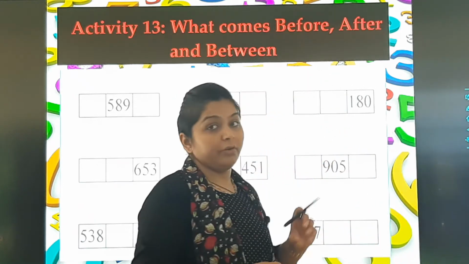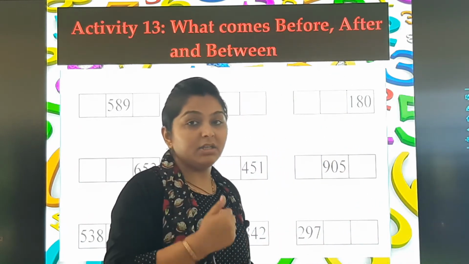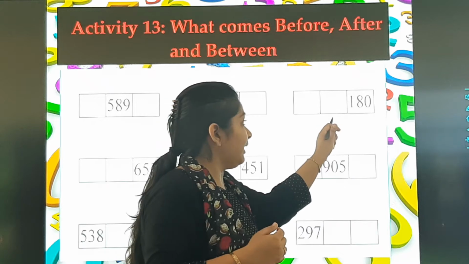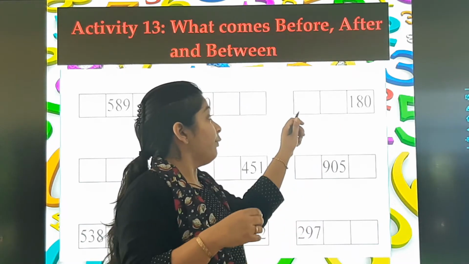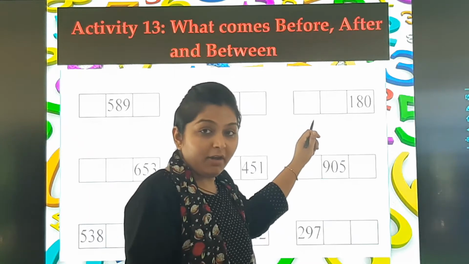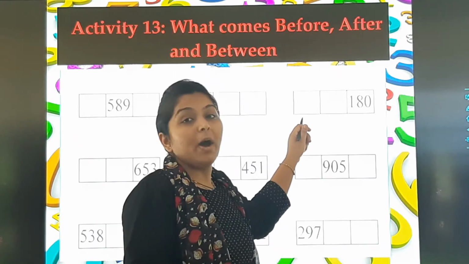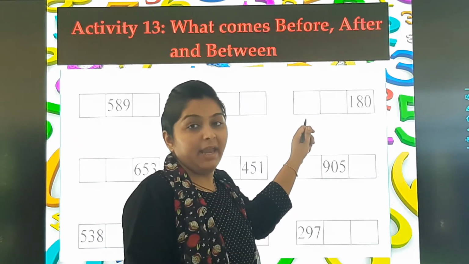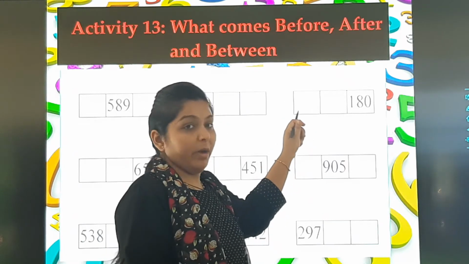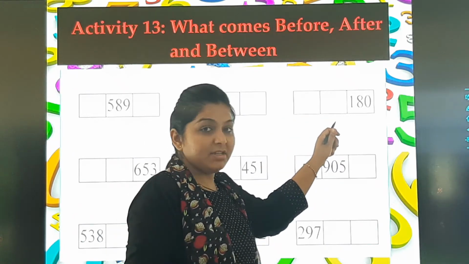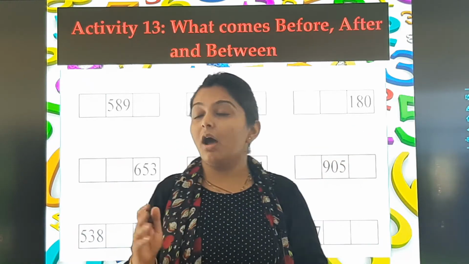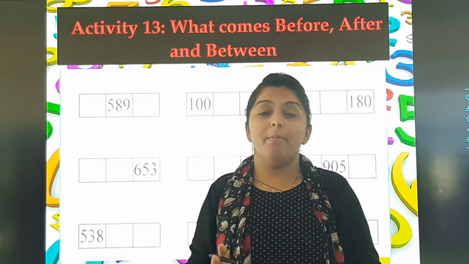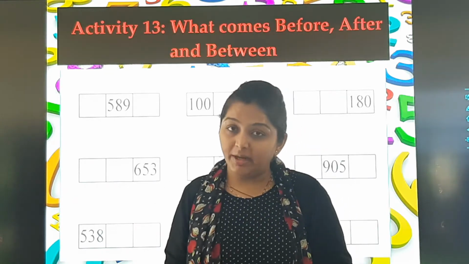See here dear children. Now before 180, 180 के एक नंबर पहले क्या आएगा? That will be 179. Before 179 again one number, that will be 178. So it will be 178, 179 and 180. This is how you have to do the numbers before, after and between.